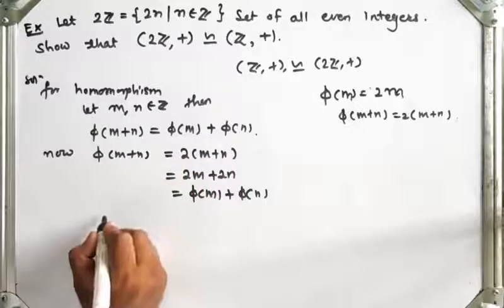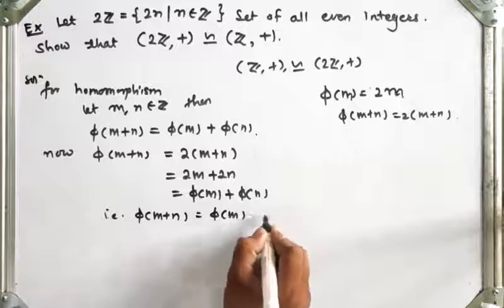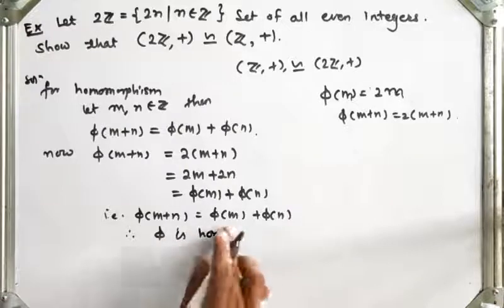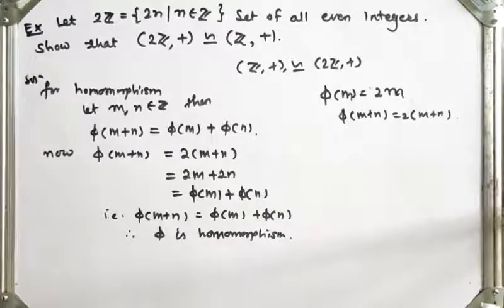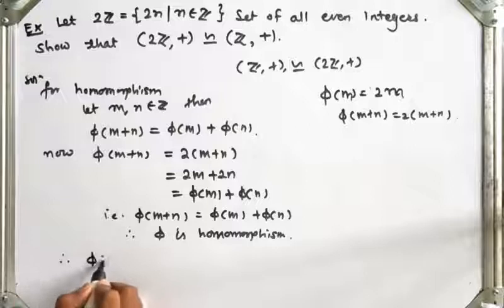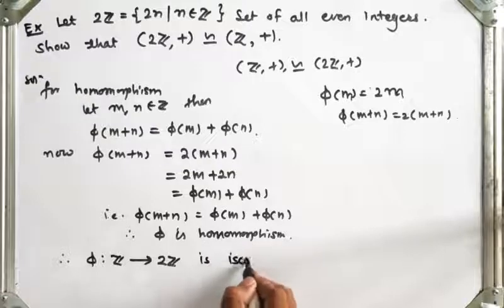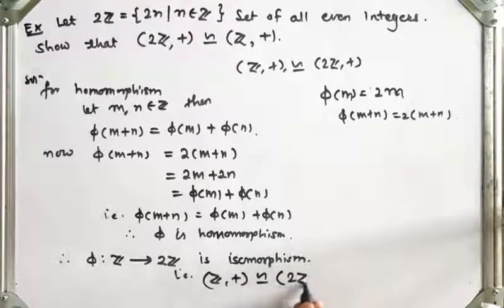So this condition is satisfied. That is, phi of m plus n is equal to phi of m plus phi of n. Therefore phi is a homomorphism. Here all these three conditions are satisfied. Therefore we say that phi from Z to twice Z is an isomorphism. That is, Z under addition is isomorphic to twice Z under addition. Therefore we say that these two sets are said to be isomorphic. Thank you.